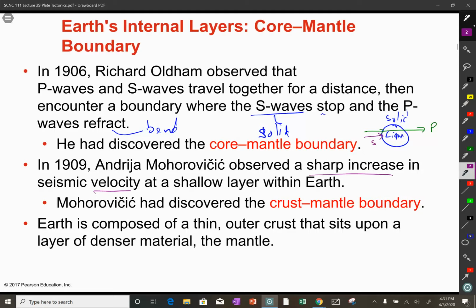And we now understand, we call this the Mohorovičić discontinuity, because you have a discontinuous change in the density of the material. And so that's where we put the boundary between the crust and the mantle, where you have that distinct change in the material.